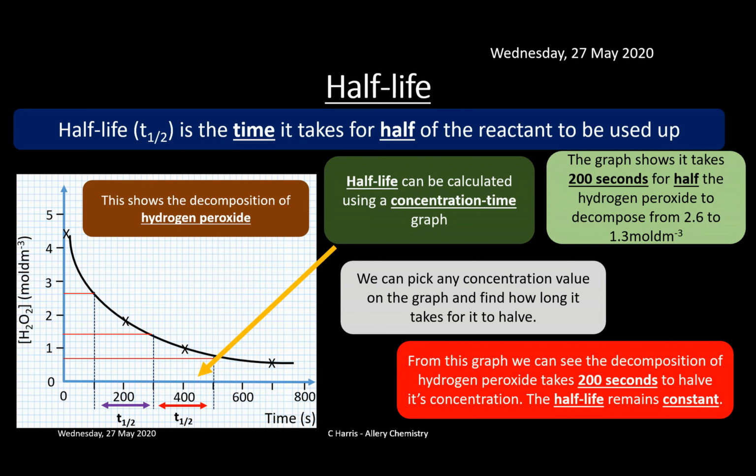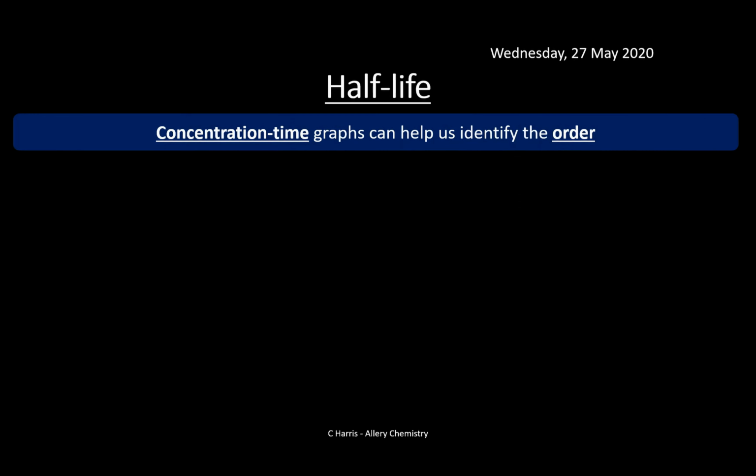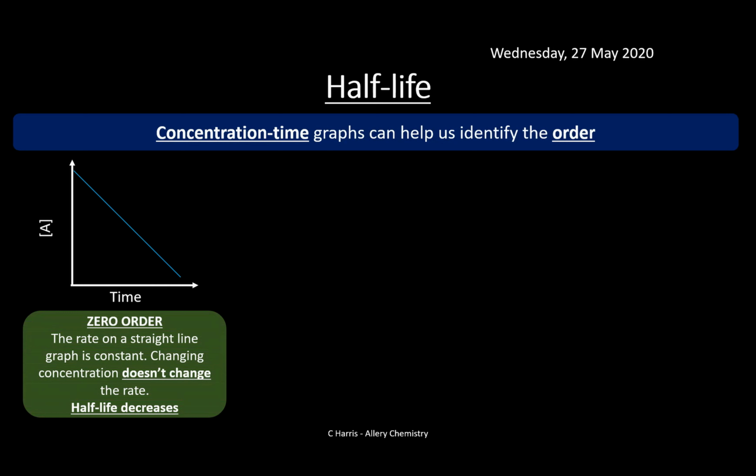So the half-life remains constant with all of this. You can see the half-life remains the same as the reaction proceeds. What we can do with that is identify the order of reaction from these graphs as well. The rate on a straight line graph is constant, so a change in concentration doesn't change the rate, and so the half-life actually decreases in this example. So let's have a look.